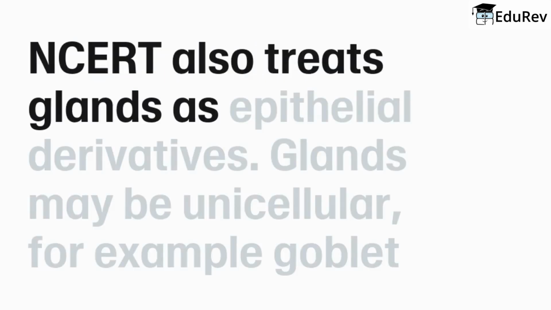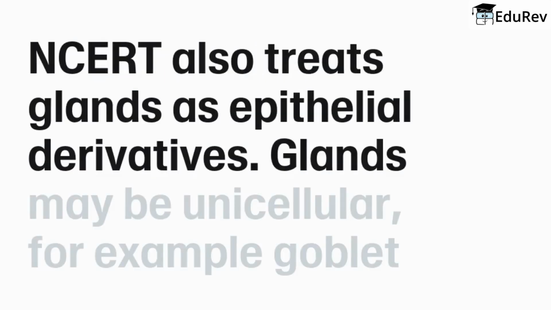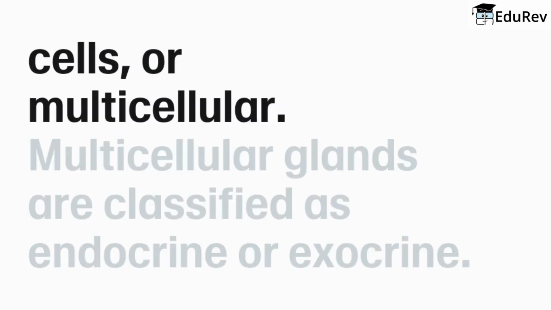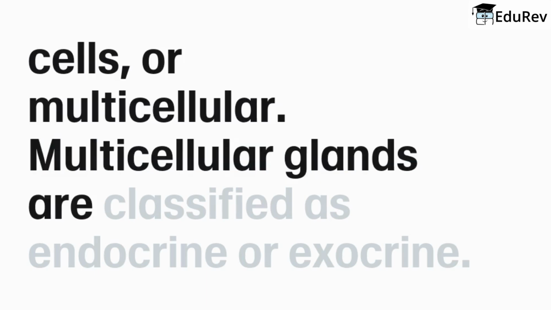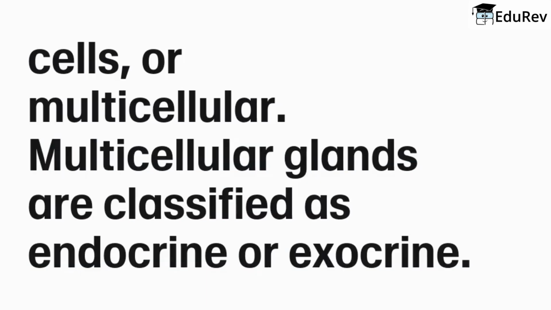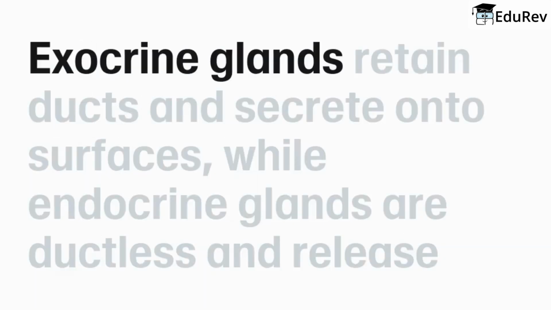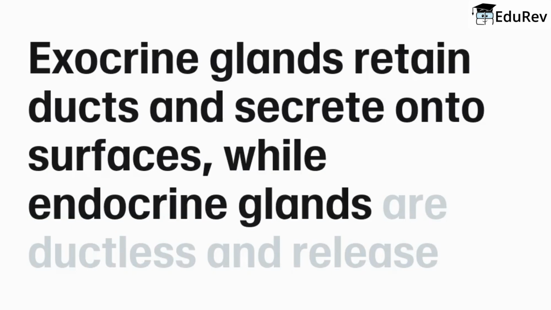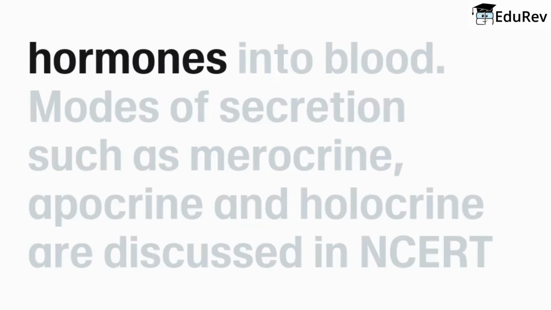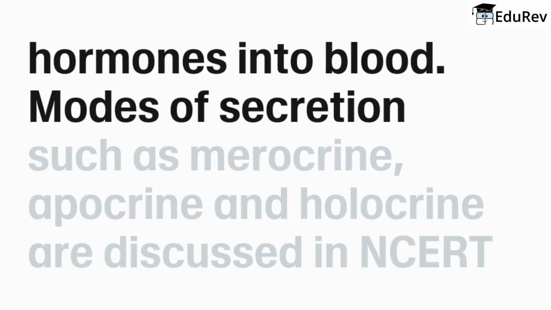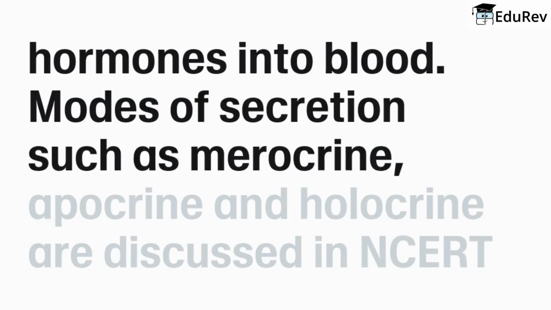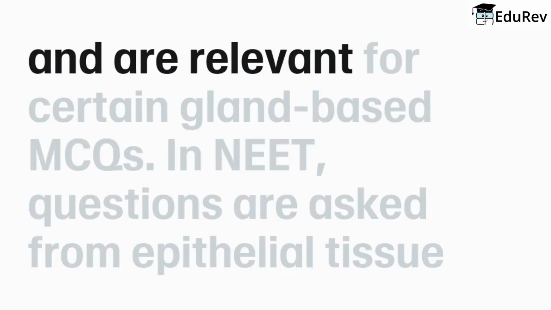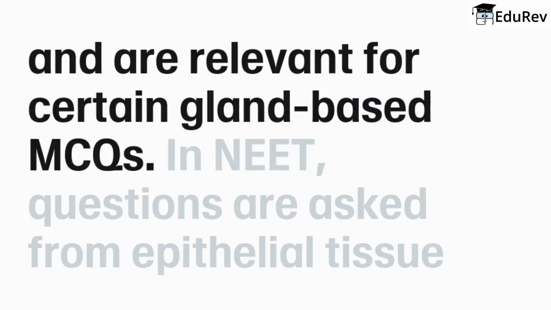NCERT also treats glands as epithelial derivatives. Glands may be unicellular, for example, goblet cells, or multicellular. Multicellular glands are classified as endocrine or exocrine. Exocrine glands retain ducts and secrete onto surfaces, while endocrine glands are ductless and release hormones into blood. Modes of secretion such as merocrine, apocrine, and holocrine are discussed in NCERT and are relevant for certain gland-based MCQs.